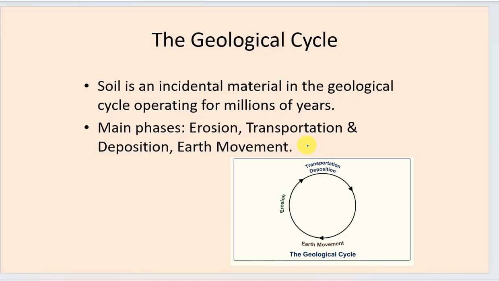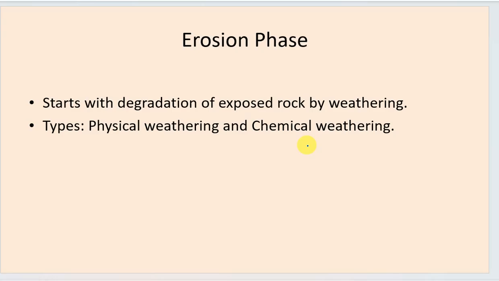So let us understand these phases one by one. First one is the erosion phase. In this phase, exposed rocks on the earth's surface start breaking down due to weathering. Weathering is mainly of two types. First one is physical weathering and second one is chemical weathering. This process converts large rock into smaller particles which later become the soil. So erosion is the first and most important step in soil formation.